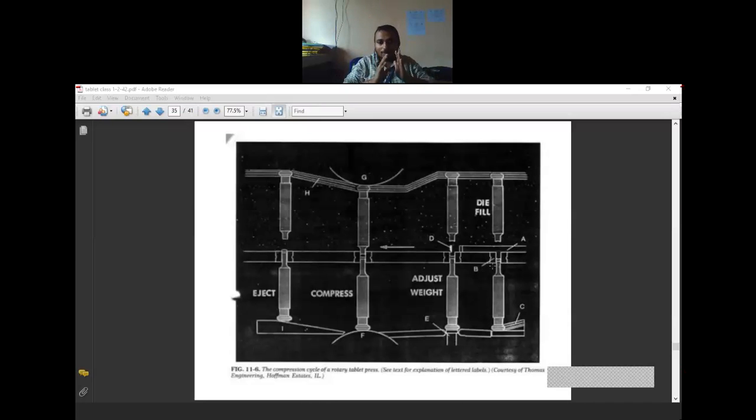So it is in the same shape. The upper punch and lower punch have the same shape, and the die is also the same shape. The mouth of the upper punch and the mouth of the lower punch are easily inserted on the die, and the medicaments filled in the die will compress easily when we push the upper punch and lower punch.